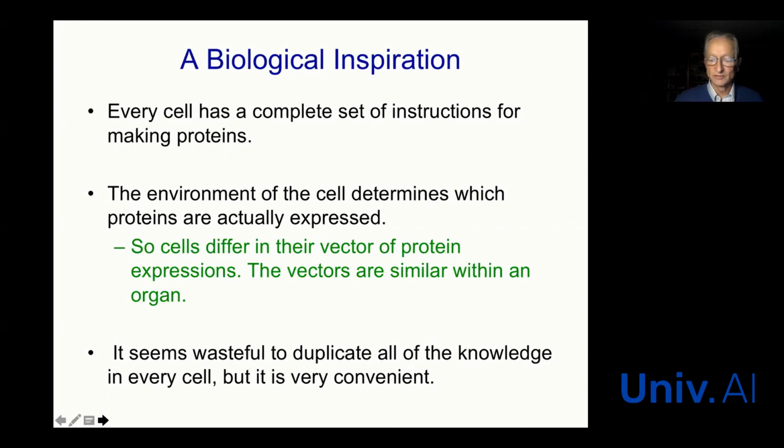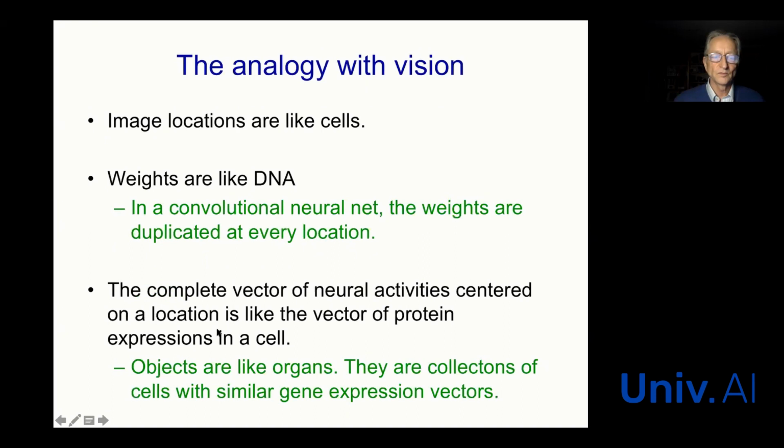So the way that maps onto vision is like this. The cells in the body are going to be like locations in the image, small patches of image. It's the locations that correspond to cells. The weights of the neural nets are obviously like the DNA, and we're going to have a convolutional kind of net where weights are replicated all across the image, just like they're replicated in cells. The complete vector of neural activities centered on a location is like the vector of protein expressions in a cell. And objects are like organs. We want all the locations that are part of an object to have similar vectors of activity, at least at the object level. That'll become clearer in a minute.